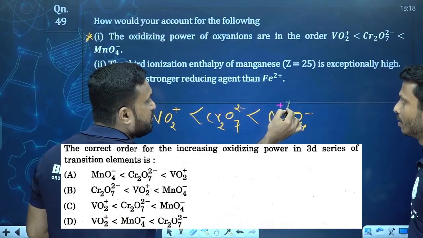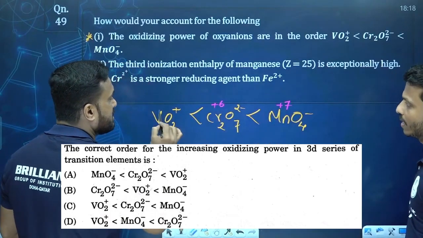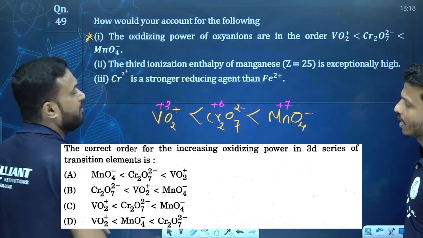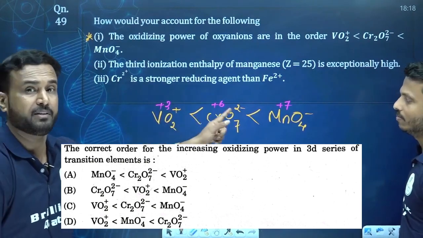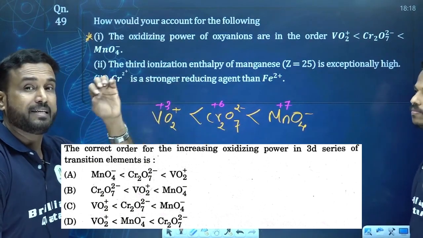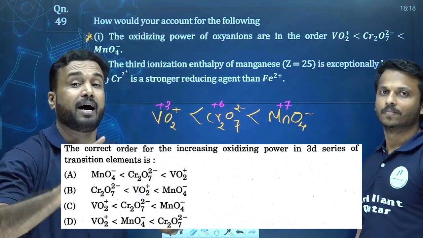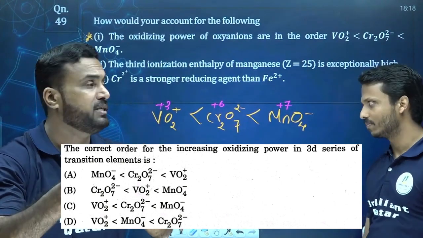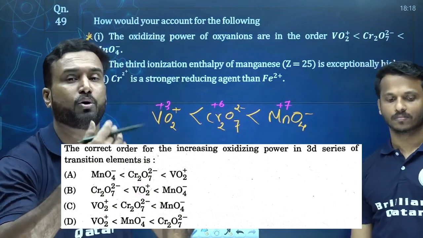Here it is plus 7, straight. Here it is plus 6, and here it is plus 3. Why are we writing the oxidation number? Because there is a statement you should keep in mind: higher the oxidation number, the more easily it gets reduced, and it is a strong oxidizing agent.